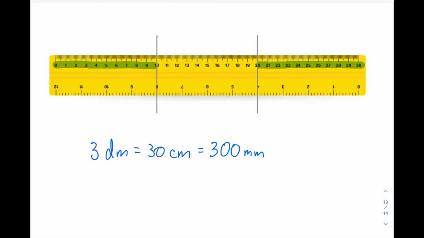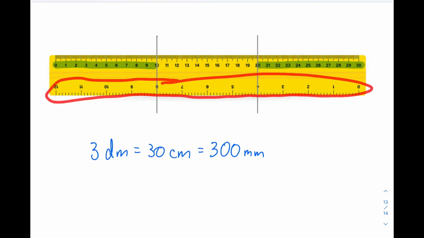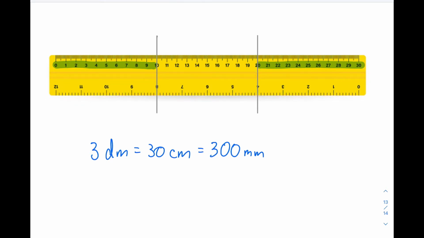So here's something you're all familiar with, your rulers. Rulers are typically 30 centimeters long. Those are the units we see marked here. The really tiny units, of course, are millimeters. It's 300 millimeters, and we have it divided here into 1, 2, 3 decimeters in length. These larger units at the bottom here, ignore those please. Those are inches. We don't use those in our metric system.